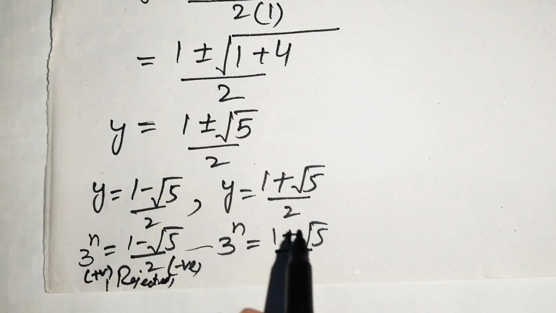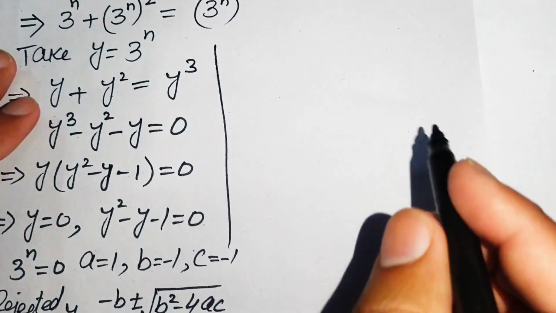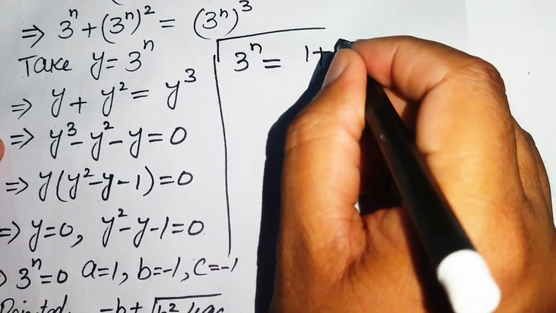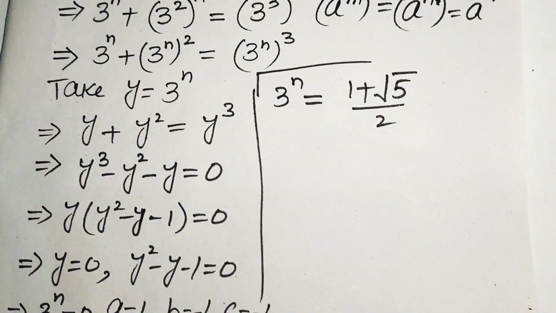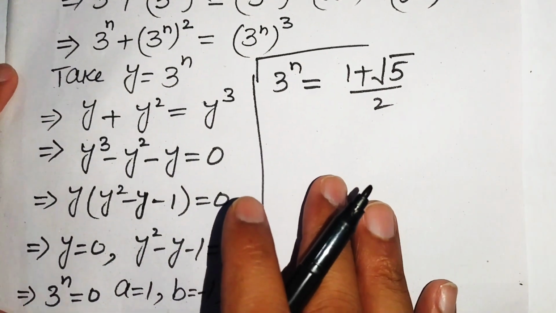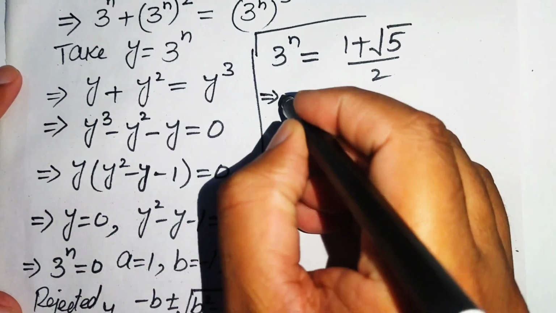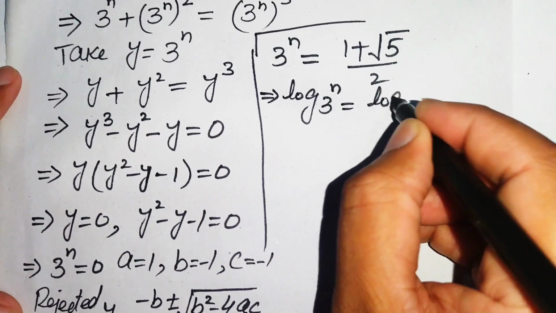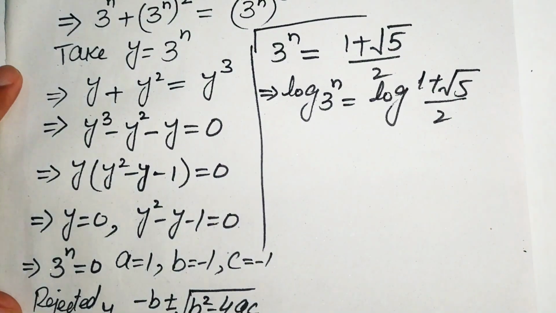And now here we first copy down this statement, and it will be written as 3 to the power of n equals 1 plus square root of 5 over 2. So now we solve this expression and we find the value of n from here. In order to find the value of n, we need to take the log on both of the sides, so now we take log, and it will be written as log of 3 to the power of n equals log of 1 plus square root of 5 over 2.